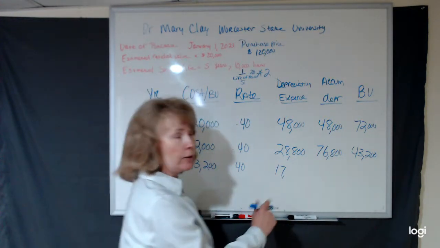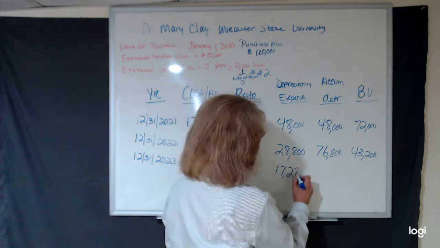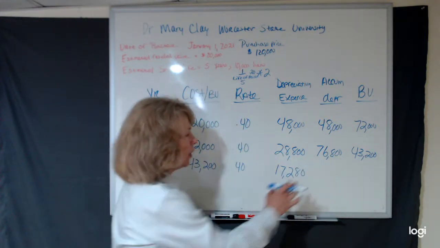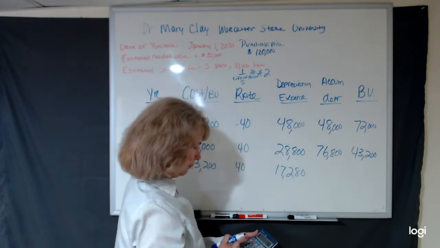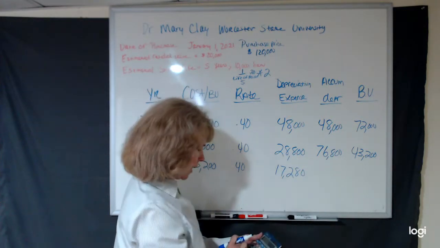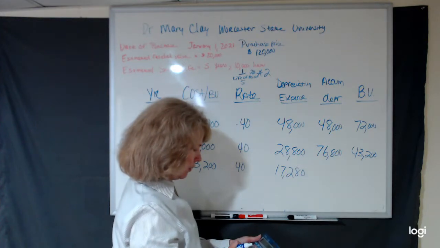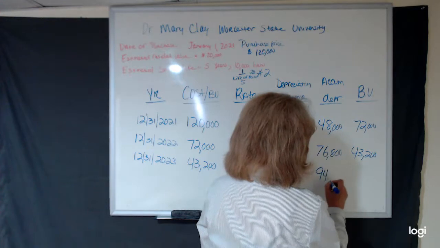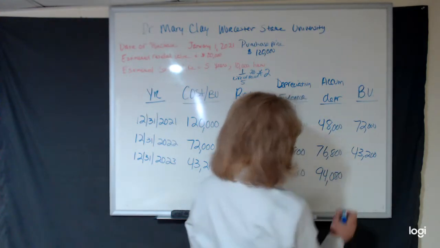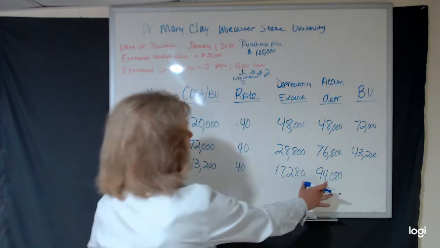Be really careful not to transpose a number. Take your time on this. Double check your numbers. Okay, so now I'm going to take my accumulated depreciation from the year before, and I'm going to add my current year depreciation, which gives me $94,080.